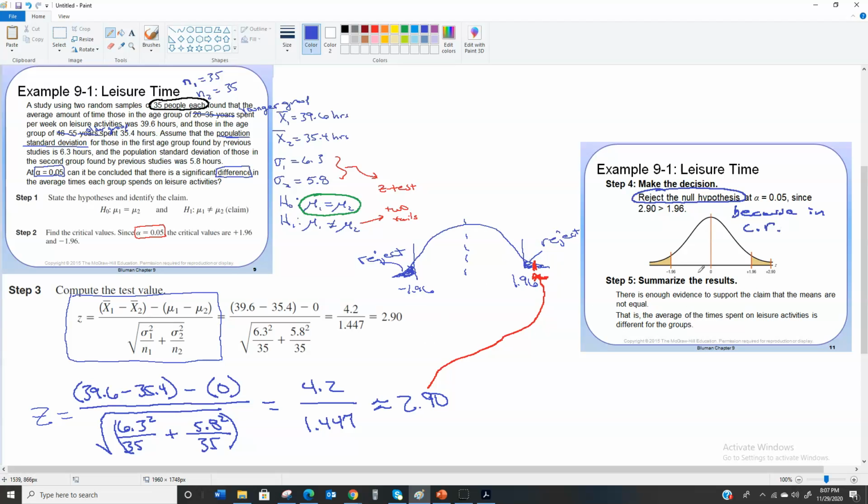2.9 is in the critical region, and so there is enough evidence to support the claim that the means are not equal. That is, the average of the time spent on leisure activities is different for the groups. In other words, the two groups really are different. It's not like they're one big population. It's like they're really two separate populations. There's a younger population and there's an older population, and they're not similar enough to think of them as all one population. So there's enough evidence to support the claim that the means are not equal or that the groups are different from each other.